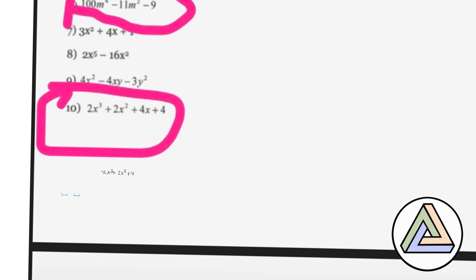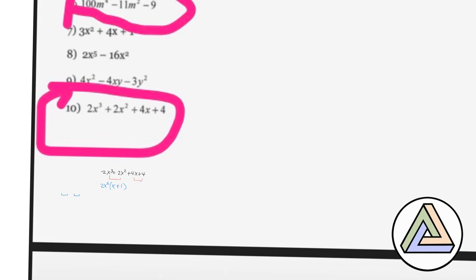Plus 4x plus 4. All right, so focusing on that, what is the GCF with these two, keeping in mind that it will likely be a number and a variable, and that is true. It's going to be a 2x squared. Okay, so be careful with that, 2x squared. And this ends up becoming just x, it looks like, and this ends up becoming a 1.